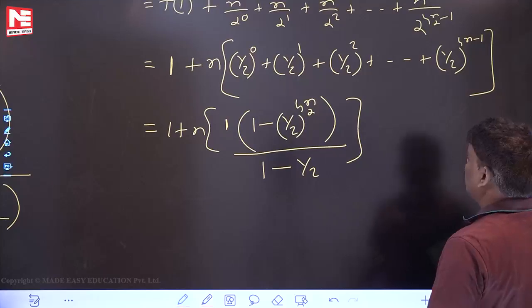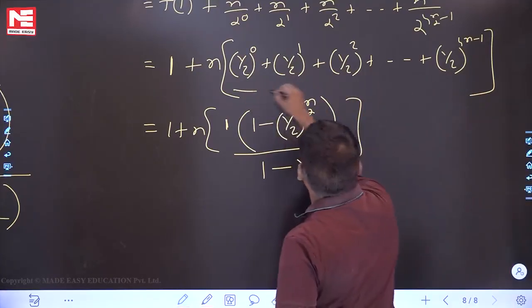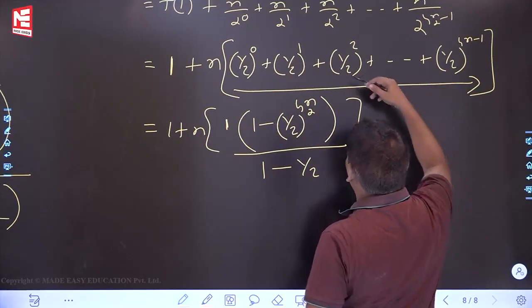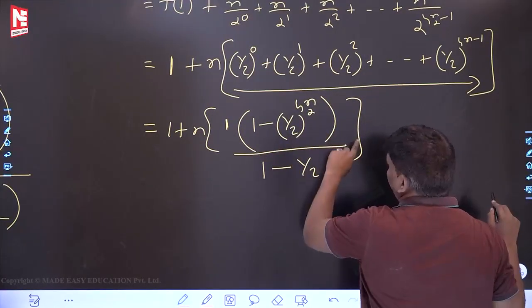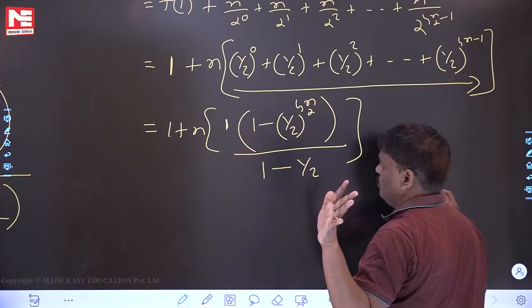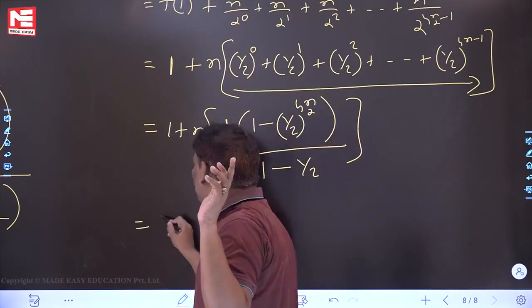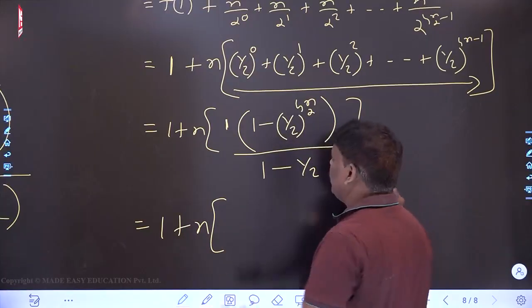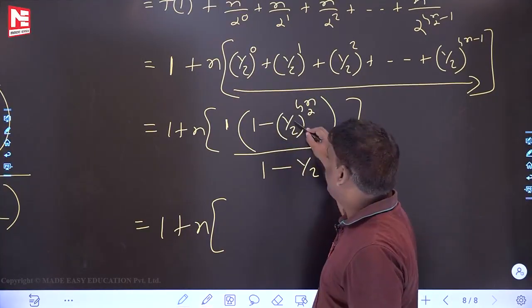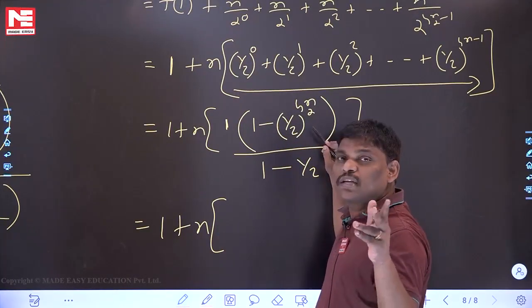Please be careful with this formula. It's the sum of log n terms in the GP series where R value is less than 1. So the formula is A into 1 minus R power n by 1 minus R. This will go to 1 plus n into. Can you help, what is the answer? Interesting answer is coming. Please see here.